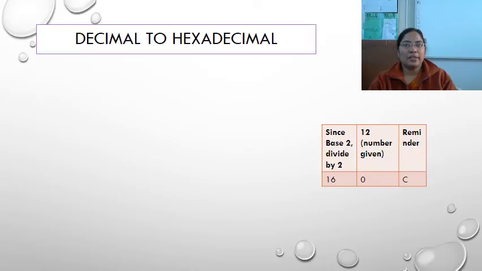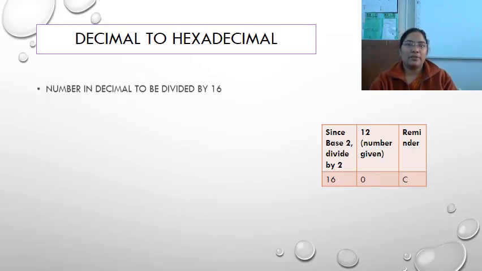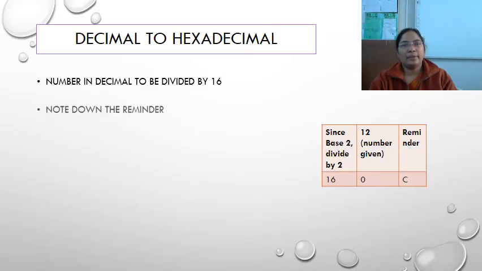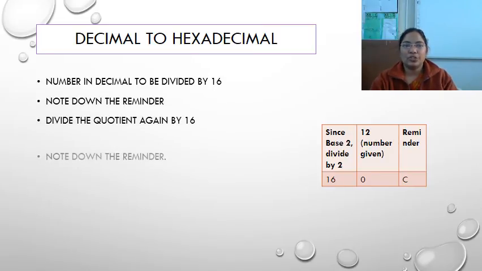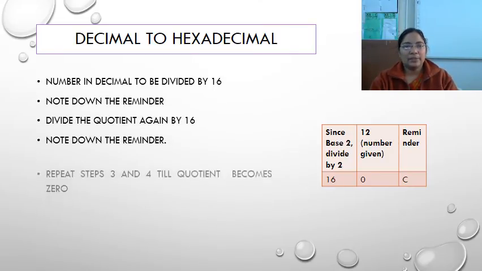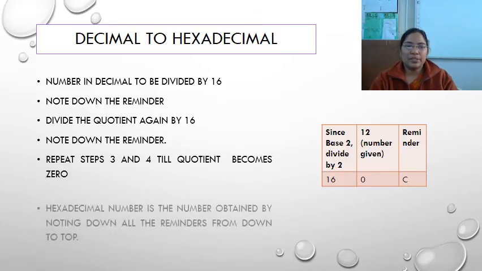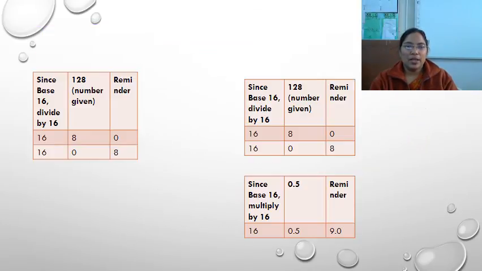How to convert decimal to hexadecimal? See, if any number is given, suppose 12 is given. So 16 zeros how much? 0. What is the remainder? 12. 12 means what is the symbol? C. Okay. So when you convert a number in decimal, it is to be divided by 16. Note down the remainder. Divide the quotient again by 16. Note down the remainder. Repeat steps 3 and 4 till quotient becomes 0. The hexadecimal value is the value obtained by noting down all those remainders from bottom to top.